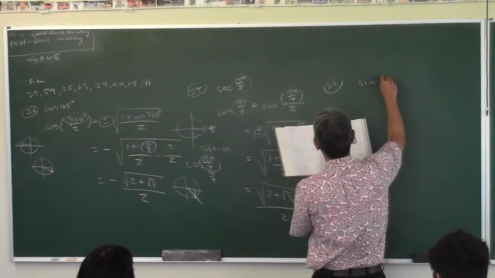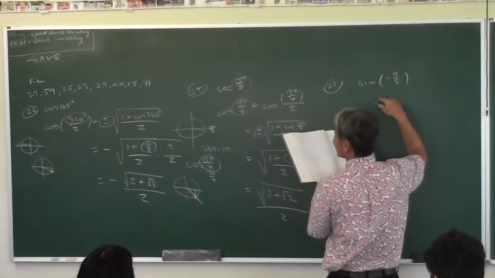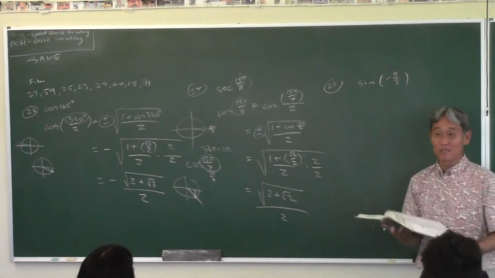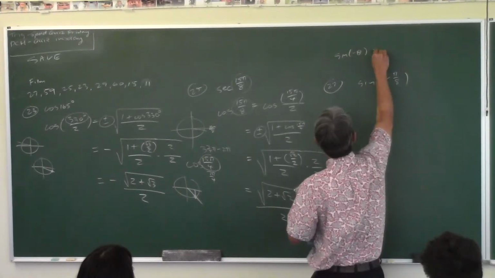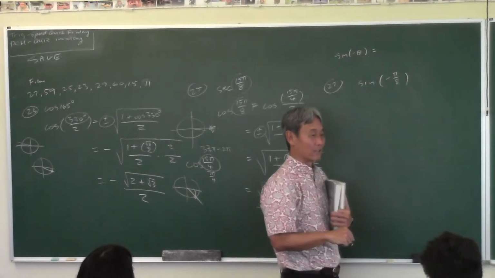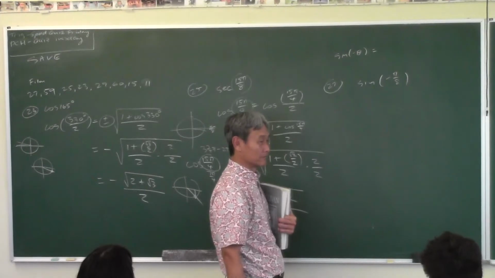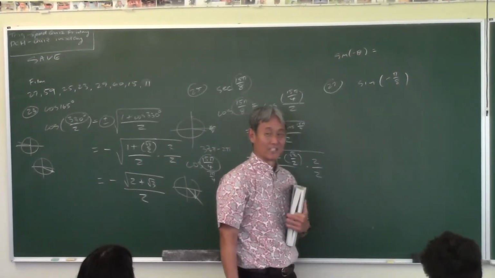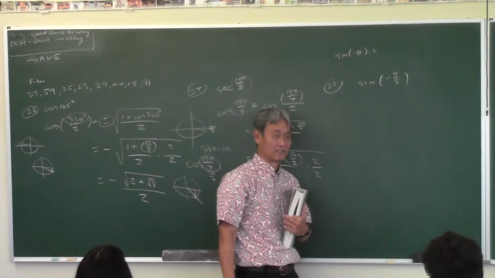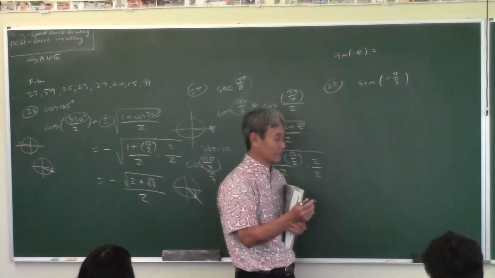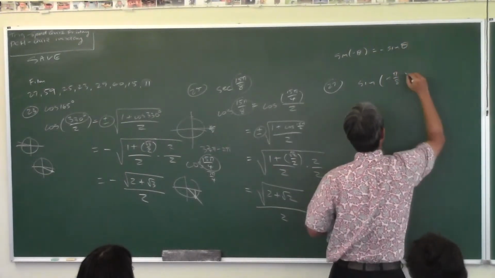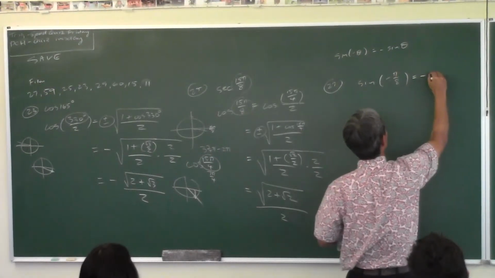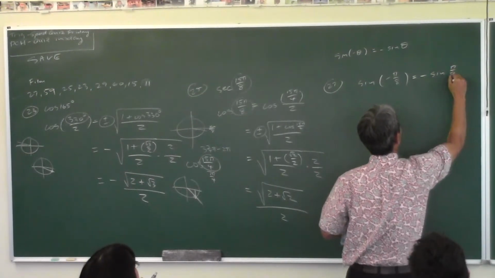Sine of negative pi over 8. Okay, here's an identity that's going to be on the speed quiz. Sine of negative theta is equal to, who's next in line here? Develop. 50-50 chance. Oh, guess it's not. Negative sine theta. Yes. So this is equal to negative sine pi over 8.